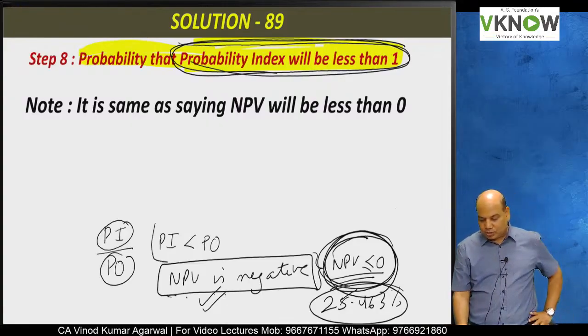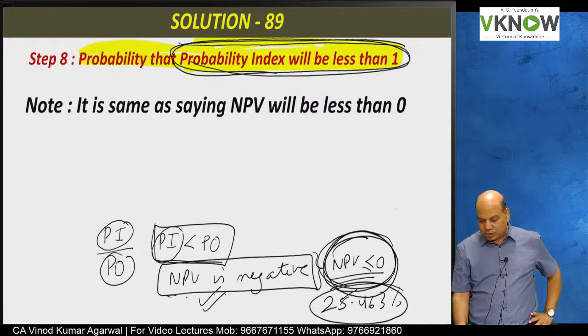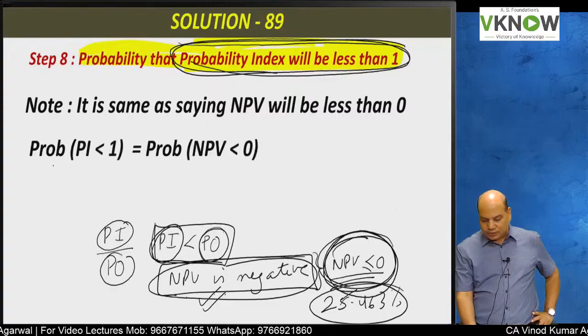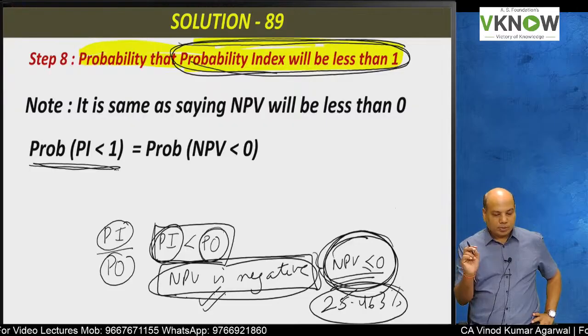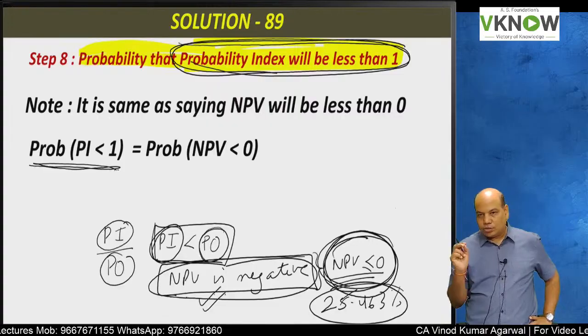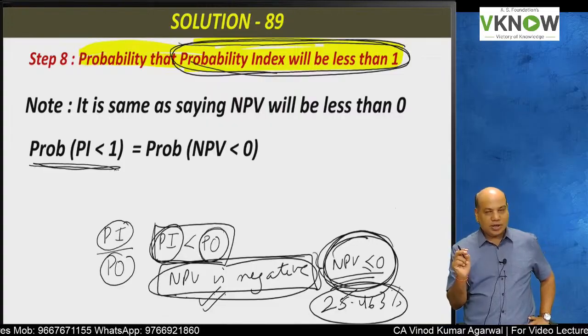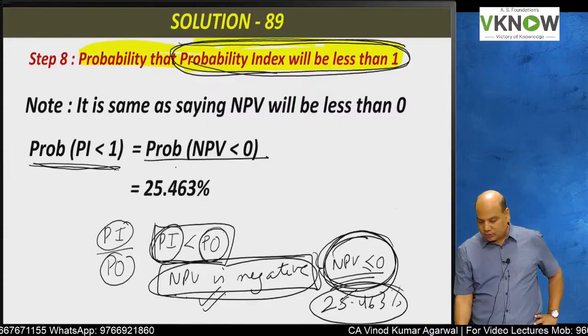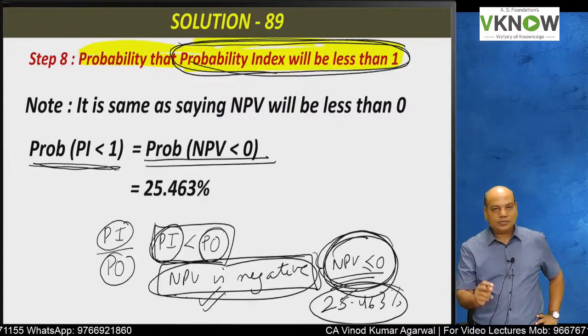I have proved it below. Profitability index is less than 1 means PV of inflow is less than PV of outflow, which means NPV is negative. Right. Therefore, probability that profitability index will be less than 1 is equal to probability that NPV will be less than 0, and this we have already computed.